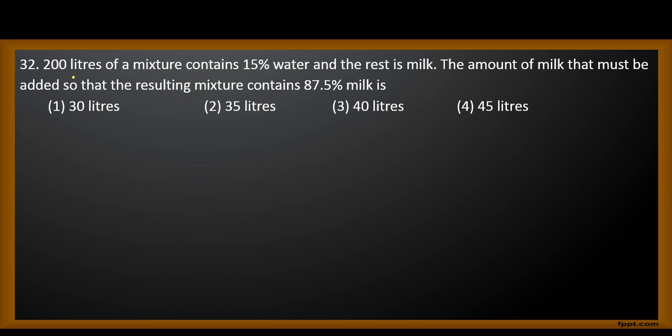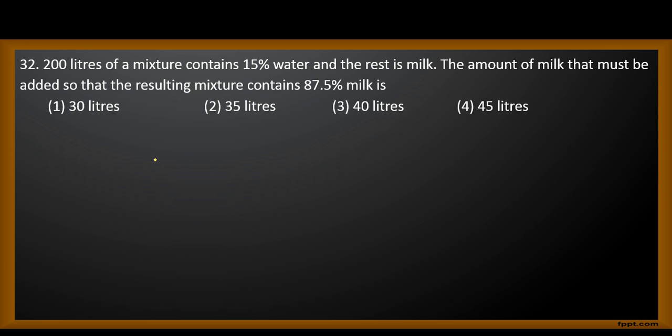See here, 200 liters of a mixture contains 15% of water and the rest is milk. The amount of milk that must be added so that the resulting mixture contains 85% of milk. Simple. What you have to do? The quantity of water remains the same in both cases because you are adding only milk. The water quantity remains the same. We have to equate the water quantity.